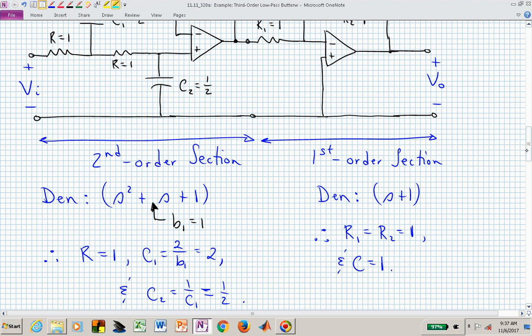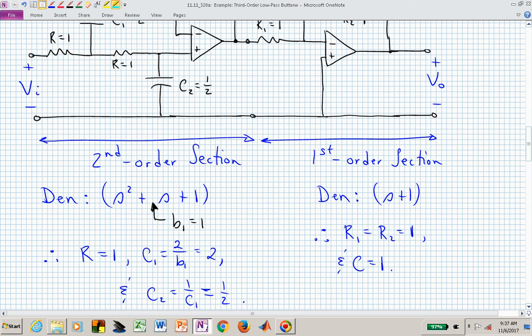And that's our design. That now provides us with a third order low-pass Butterworth filter that has a bandwidth of 1 radian per second. So it's maximally flat in the passband out to our cutoff frequency, which we've just had set equal to 1 radian per second, and then it rolls off. And how fast does it roll off into the stop band? This particular filter.